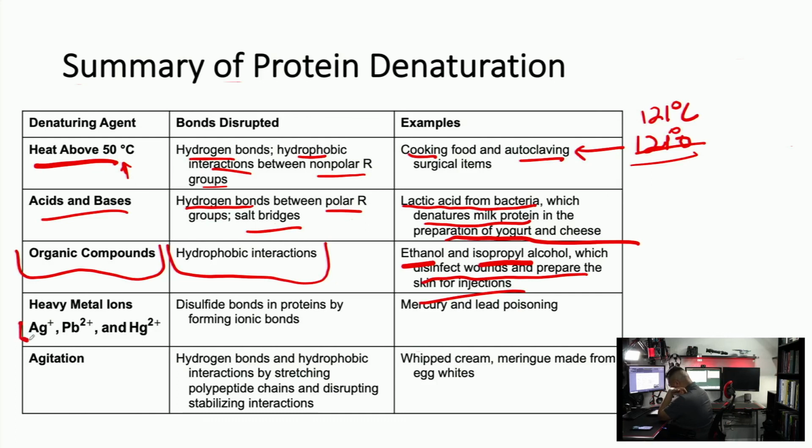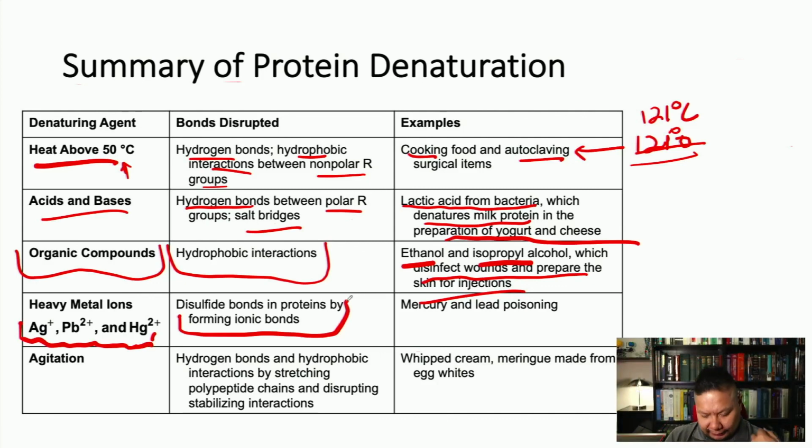Heavy metals, like silver, lead, and mercury, actually interrupt the disulfide bonds by forming ionic bonds. They form little metal complexes with them, and that's how that works. Examples of that would be mercury and lead poisoning.